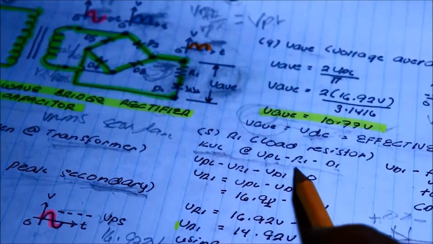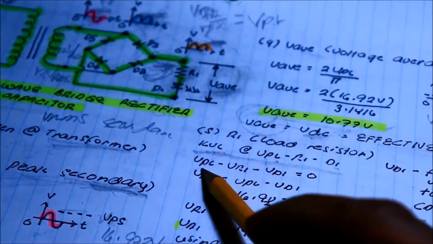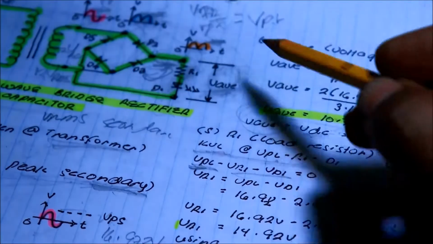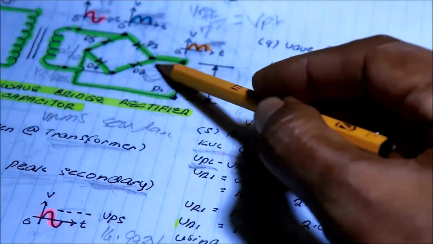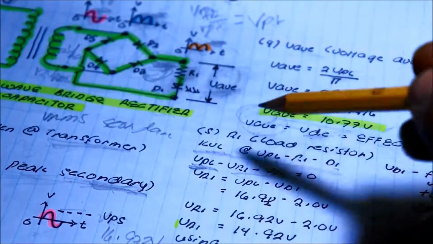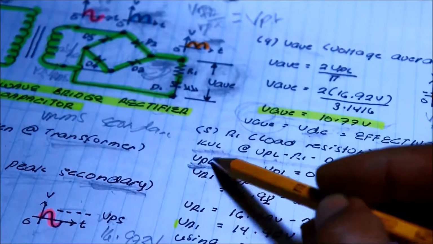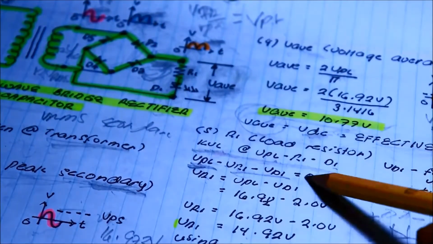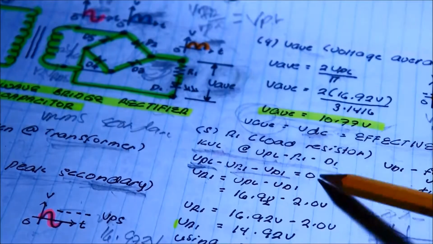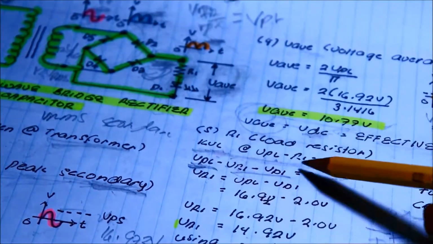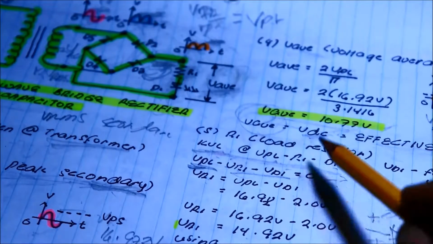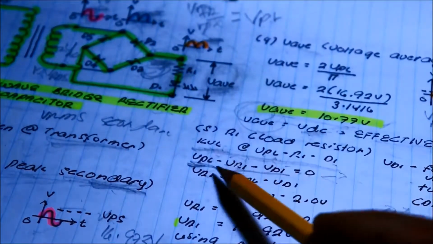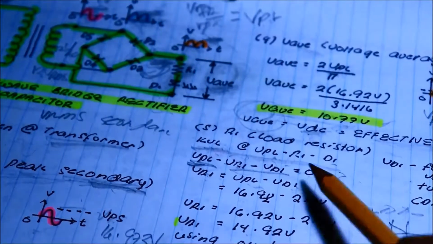So for the formal KVL computation, we've got the supply and then the load. The supply voltage minus the voltage of the load. So VPL minus VR1, voltage drop at the D1, is equal to 0. This is now the KVL. VPL, VR1, VD1 is equal to 0 according to KVL. Transposition becomes VR1 equals VPL minus VD1.